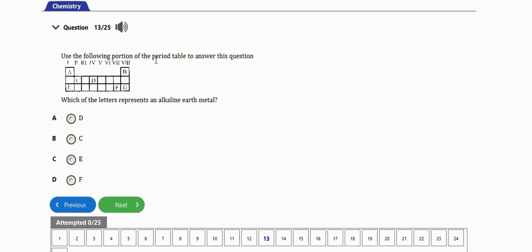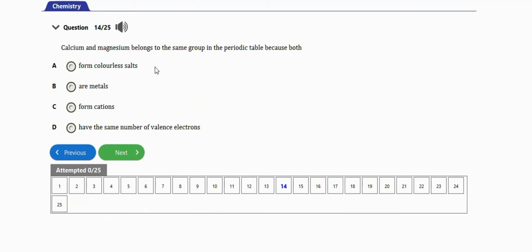Which of the letters represent an alkaline earth metal? So is this C under group 2. Okay, option B. Next question will be this one. It says calcium and magnesium belong to the same group in the periodic table because they have the same number of valence electrons. Option D.